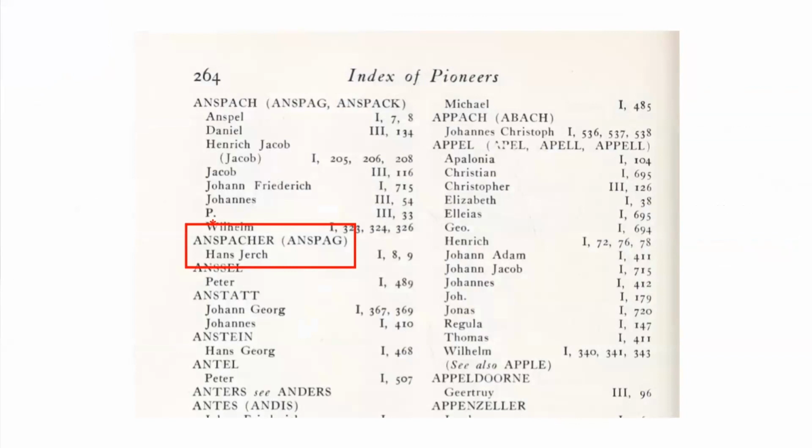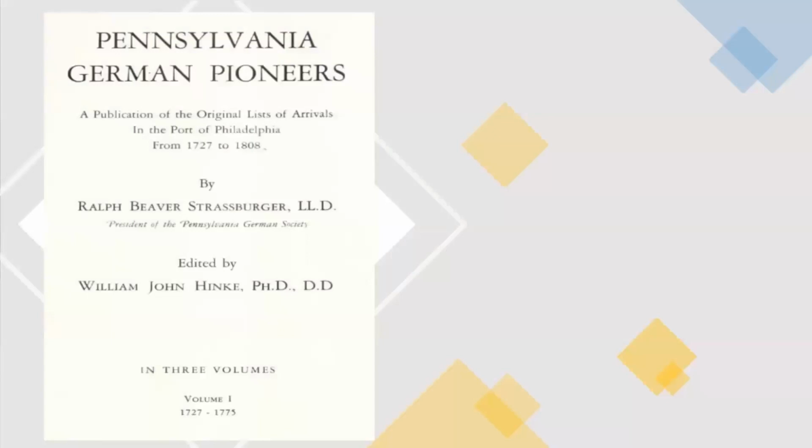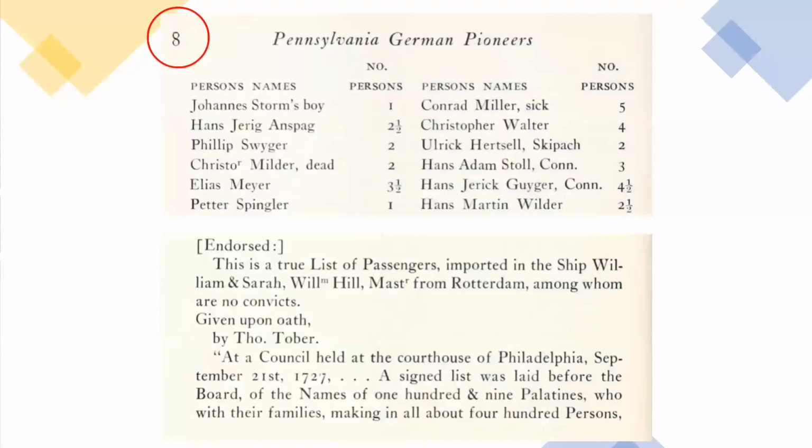It indicates that he is found in Volume 1, pages 8 and 9. Going to Volume 1, this title page shows that it covers the immigration period from 1727 to 1775. On page 8, Hans-Jörg Anspach is listed, and it shows that there are 2 1/2 people in his family. The 1/2 would be a child about 6 months old. You can also see that a note is made if an immigrant was sick or if they died en route.